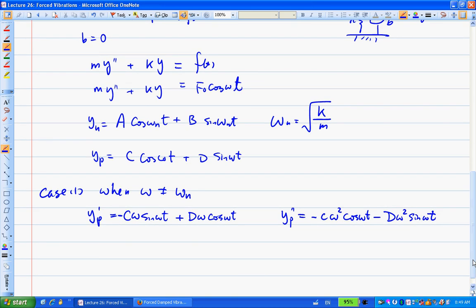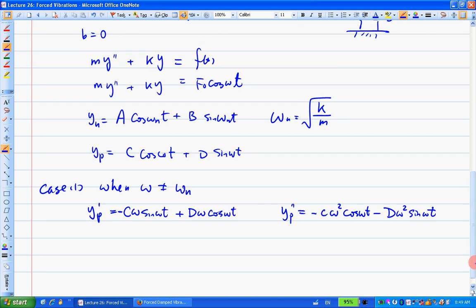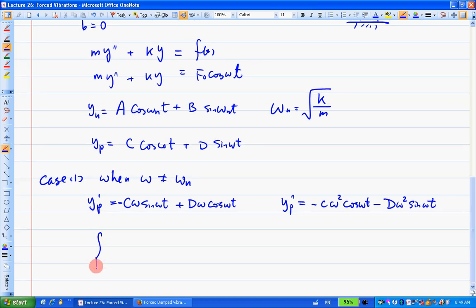Now we substitute this YP prime and YP double prime back into this undamped system and solve for C and D, right? If we solve for C and D, what we end up with is C equal to F naught over M divided by omega n squared minus omega squared, and D equal to 0. One of the assignments is for you to derive similar situations like this.